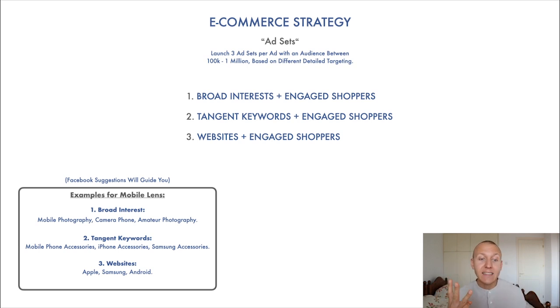And then the third ad set is going to focus on websites, such as if you know that you're selling a mobile lens, then you're gonna need to have a phone that's gonna have a brand. So we can focus on, for example, Apple, Samsung, or Android. Now, websites and brands, they go hand in hand, right? Now we're going to be setting up a product of our own, and I'm going to show you how it looks like when we're creating these 3 different ad sets.